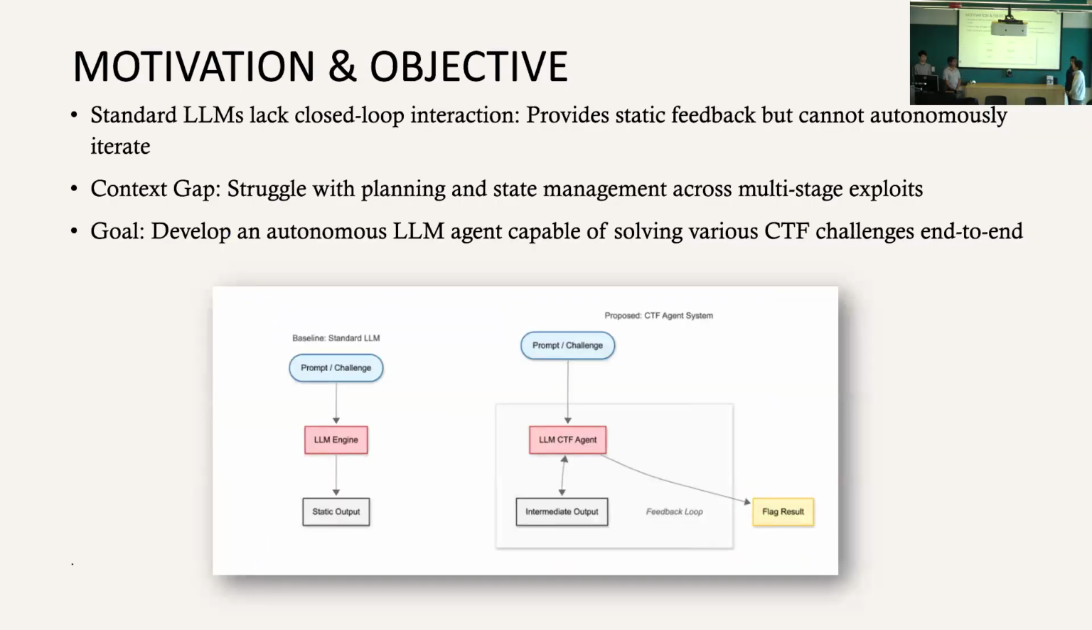So this is our motivation and objective for the project. Existing LLMs like closed loop interactions. They provide static feedback, and they're not autonomous. They also struggle with context over hard challenges, and they fail to plan over multi-agent coding. Our goal is to develop an autonomous LLM capable of solving various CTF challenges end-to-end.